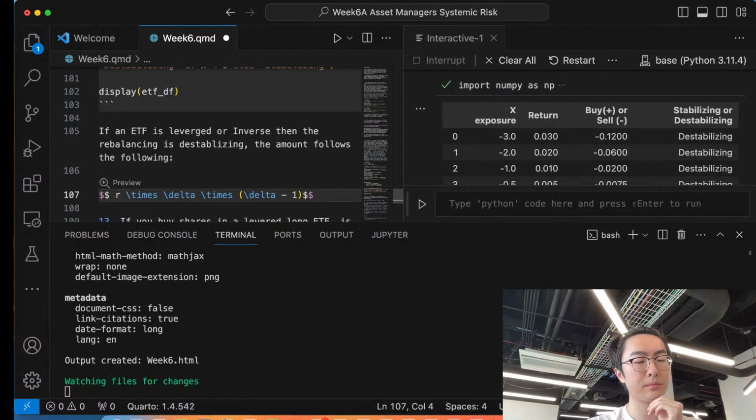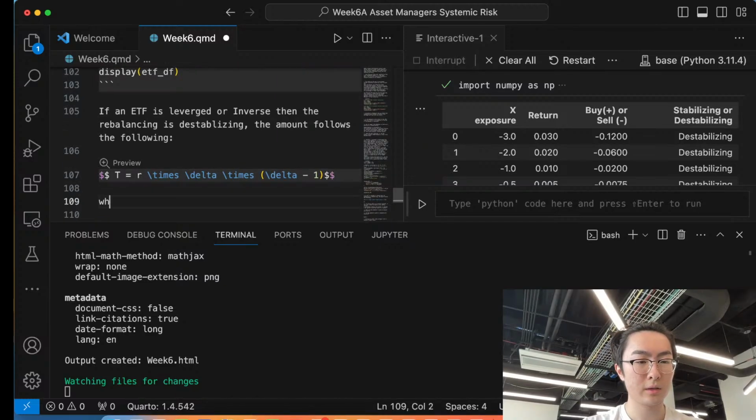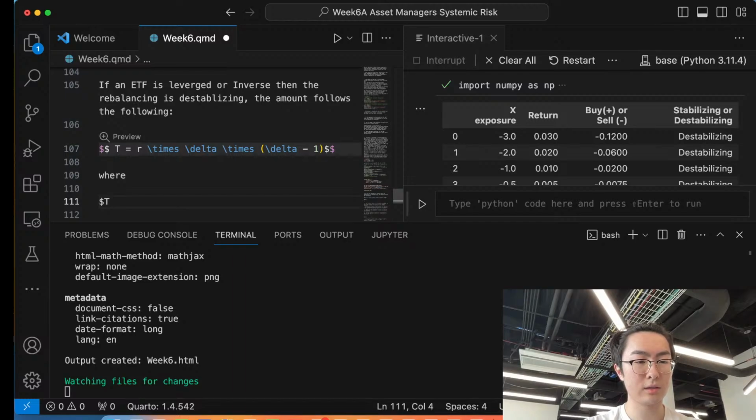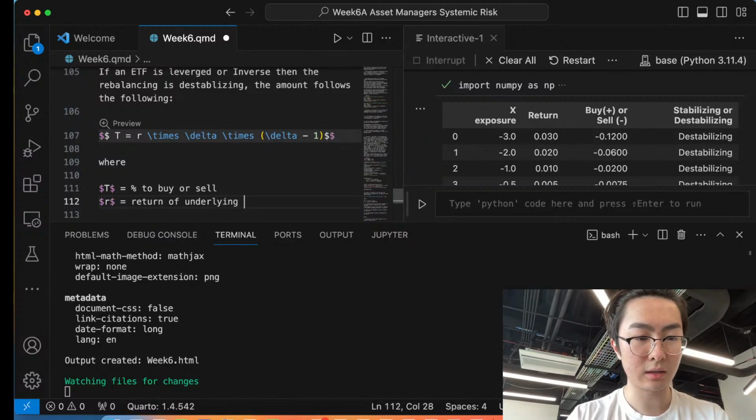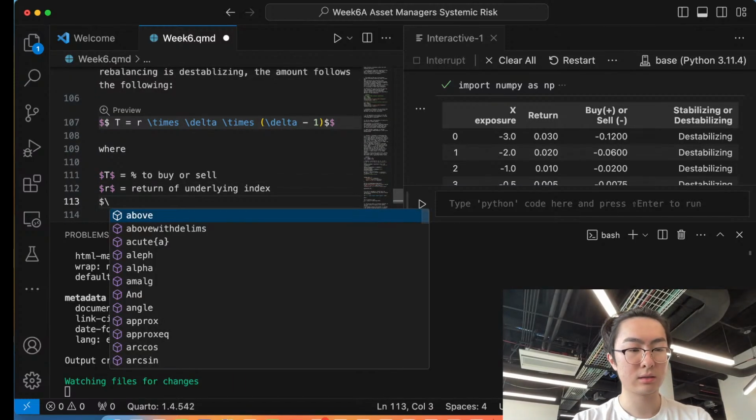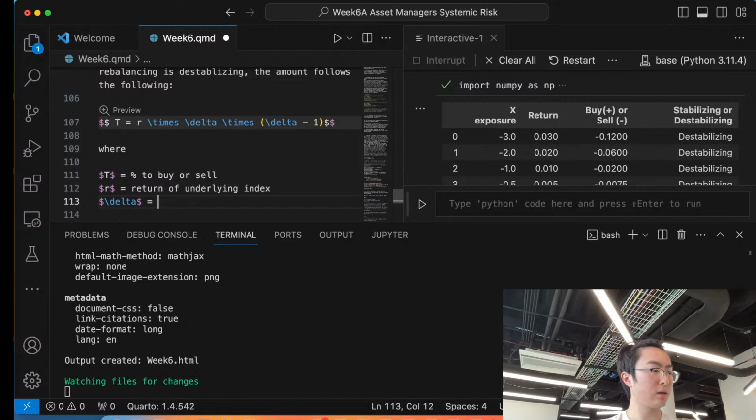So, where T is equal to amount, the number, the percent to buy or sell, R is equal to the return of the underlying index, and then delta is equal to the actual leverage.